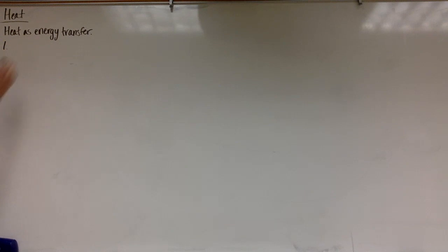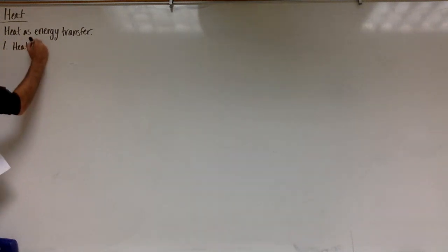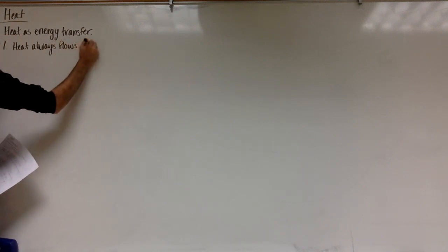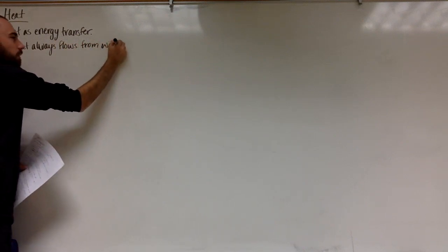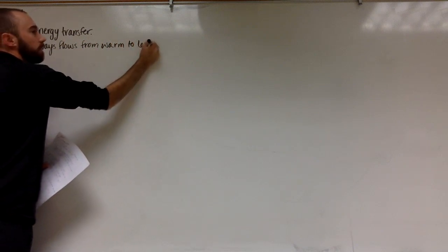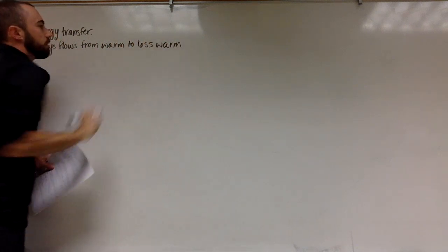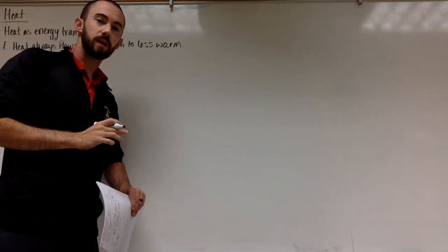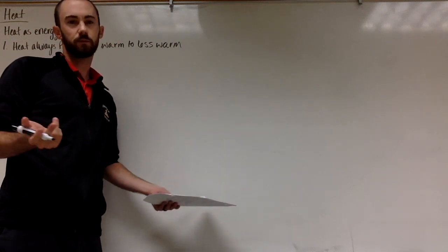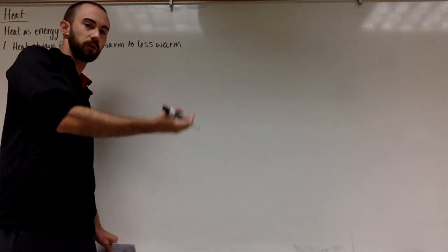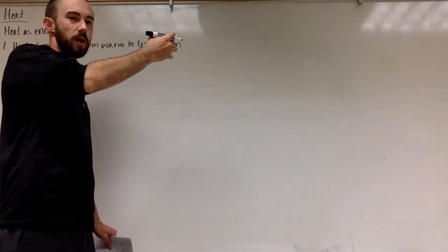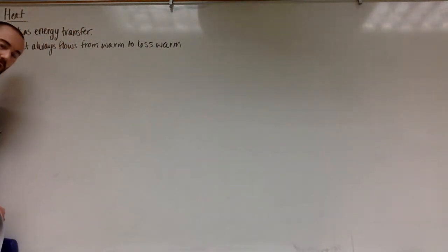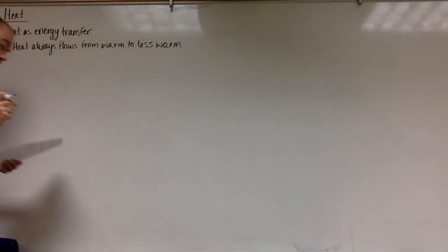Number one. So heat always flows from warm to less warm. If you ever open the door on a cold day and you're like, bruh, close that door, you're letting all the cold in. That doesn't make sense because heat is just energy. It's being transferred. So energy always flows from high concentration to low. That's warm to less warm. That's why I didn't say hot to cold. Cold is the absence of any energy.